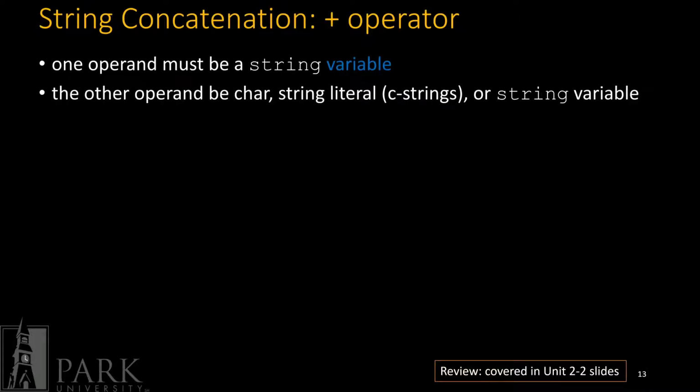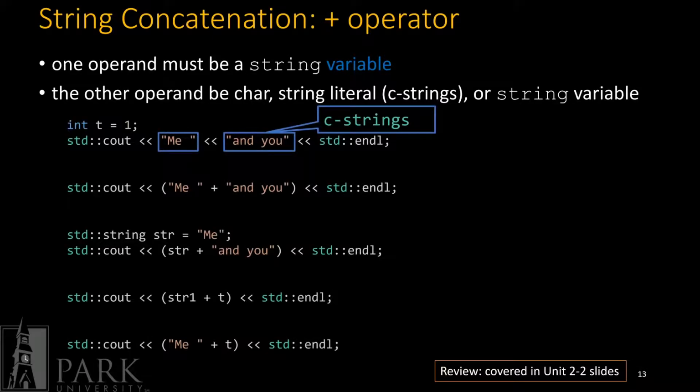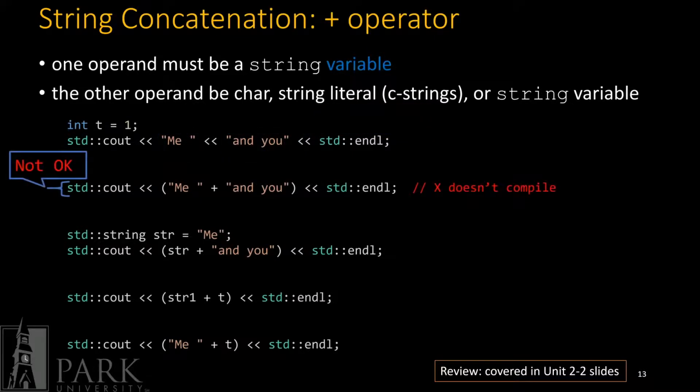When we use the plus operator for string concatenation, one operand must be a string variable and the other operand may be a char, a string literal, or a string variable. So in this example, me and you are string literals, i.e. C strings, okay? What you can't do though is use the plus operator to concatenate two C strings in C++. It won't compile, right? And if you think about it, it makes sense. C strings are arrays which are stored as memory addresses, and you can't add two memory addresses together.